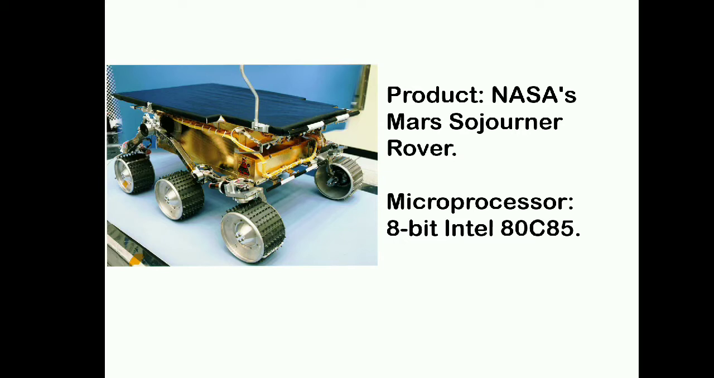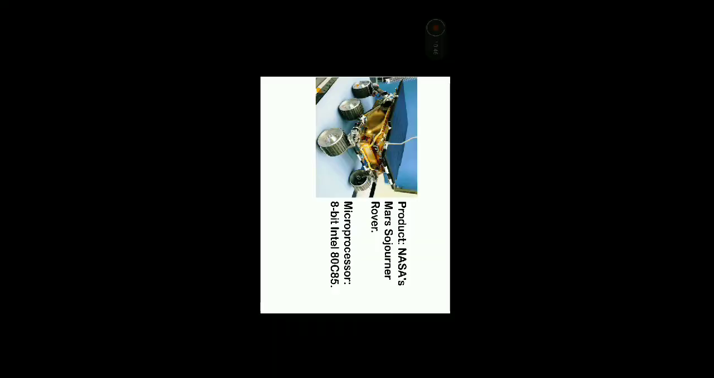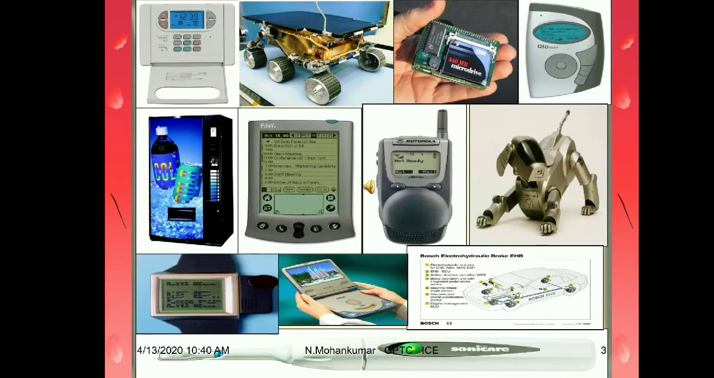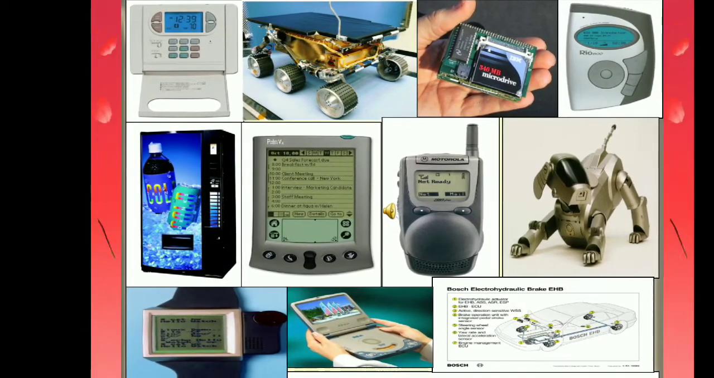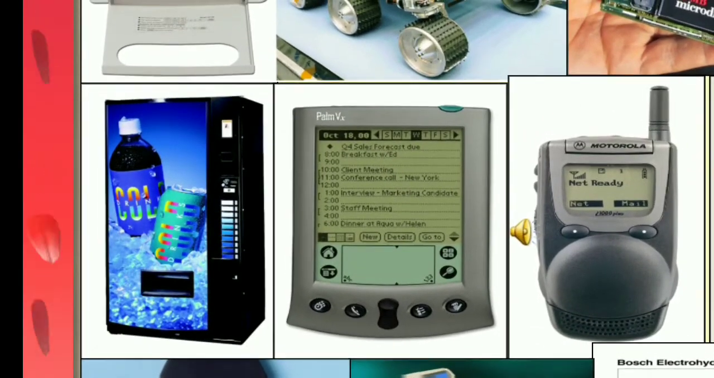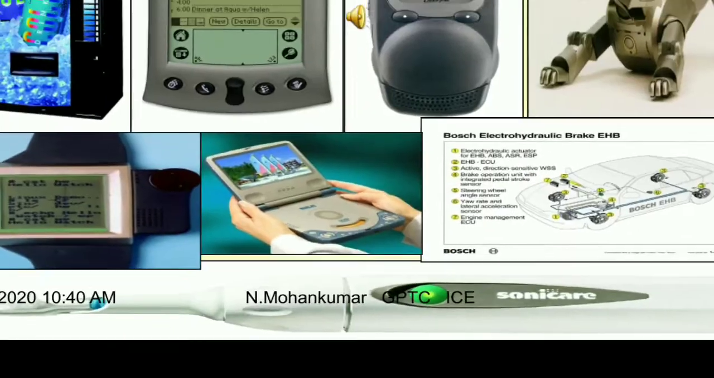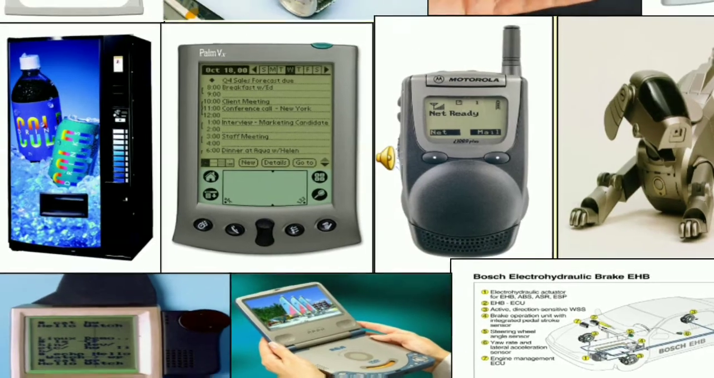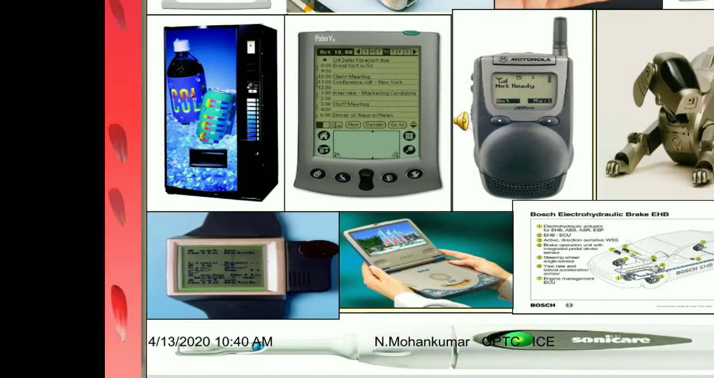So in our embedded hardware, some of the sample embedded systems are shown in this picture. Thermostat, Mars rover, MP3 player, cool drinks vending machine, memory pad, cell phone, a robo, even an automobile car. So these are some of the systems in which a subsystem is embedded, right? All these systems have an embedded system in them, so they are called embedded systems.